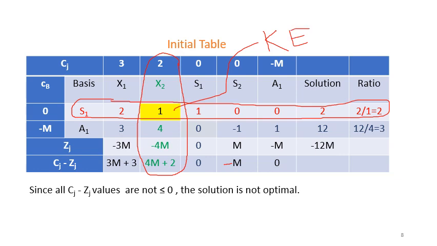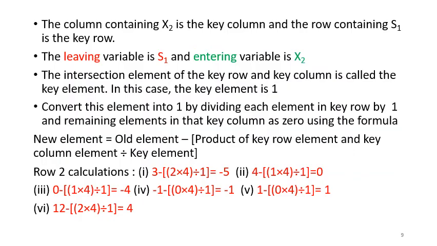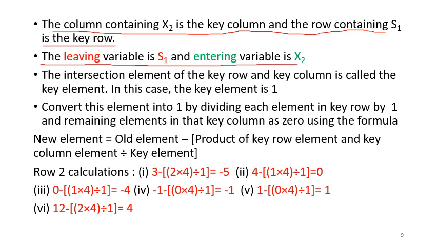So now x2 will be the entering variable, and S1 will be the leaving variable. The column containing x2 is the key column, and the row containing S1 will be the key row. The intersection element of the key row and the key column is called the key element. You all know that. In this case, the key element is 1.